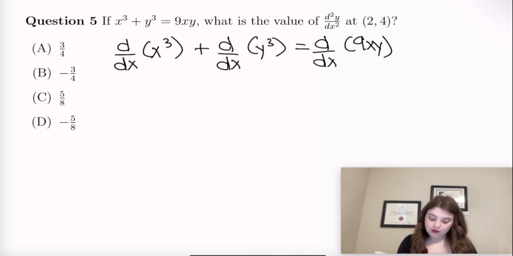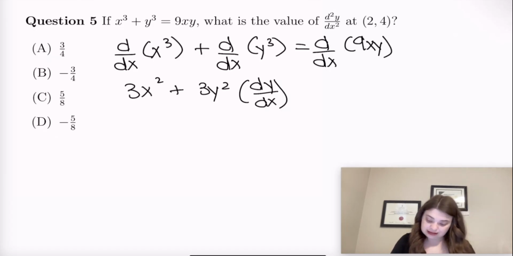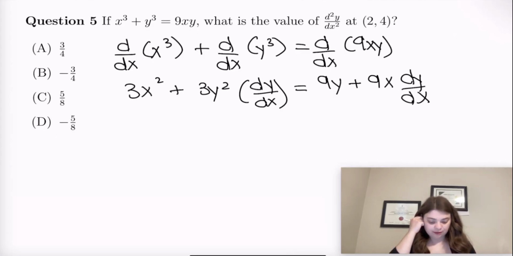Like that. Okay, so what is the derivative of x cubed with respect to x? That's going to be 3x squared. What's the derivative of y cubed with respect to x? That's going to be 3y squared times dy over dx. And then that's going to be equal to the derivative of 9xy with respect to x. Okay, so that's going to be 9y plus 9x dy over dx. And so there we go.